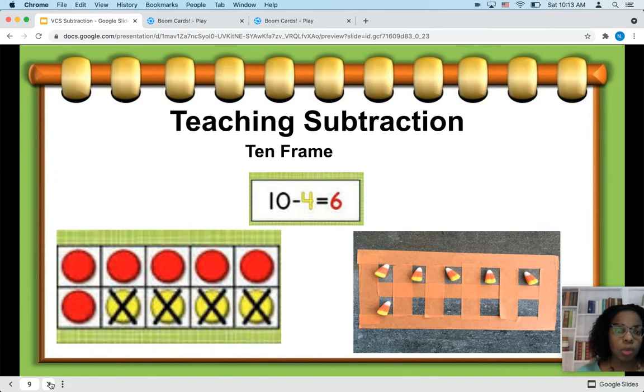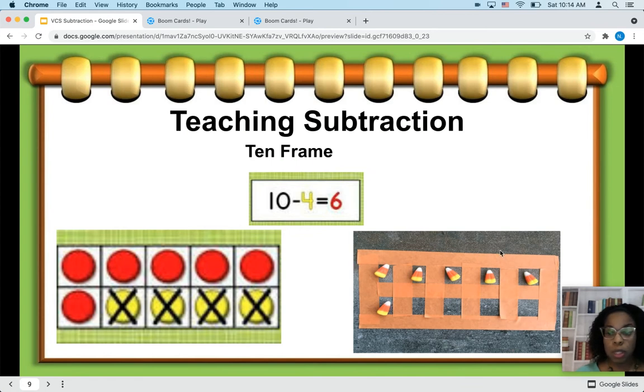You can also teach subtraction using a 10 frame. So our problem here is 10 minus 4 equals 6. So in the 10 frame, we have one large rectangle with 10 small rectangles inside. I typically like to use the colors to assist with 10 frames, but in this case, we have 10 in total. We have taken away 4, and then they have the remainder of 6. 1, 2, 3, 4, 5, 6.